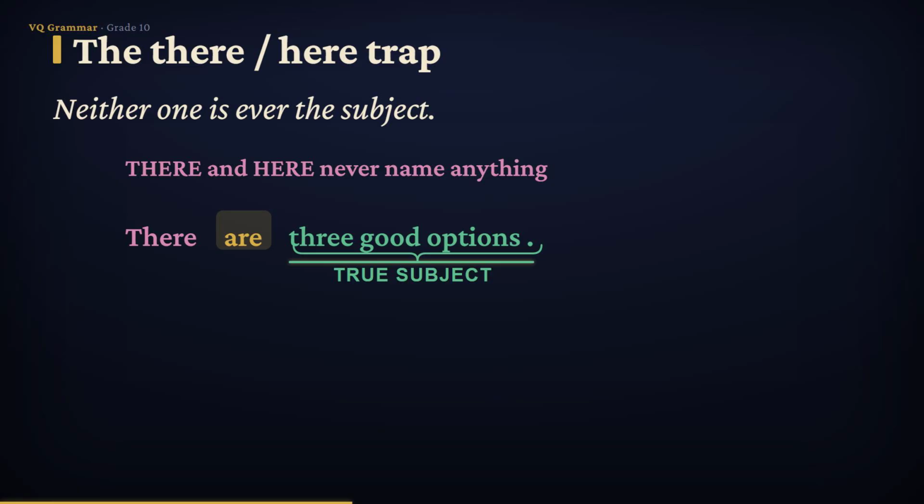Why isn't there the subject? Because there is not a noun. It doesn't name anything at all. It's simply a starter word that lets the sentence get rolling.